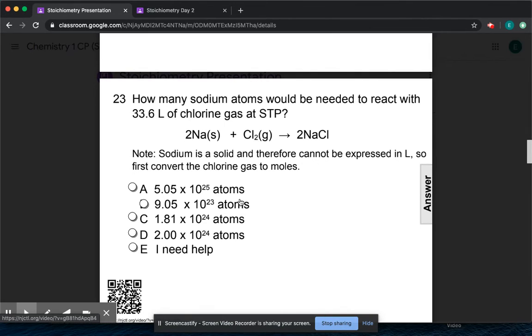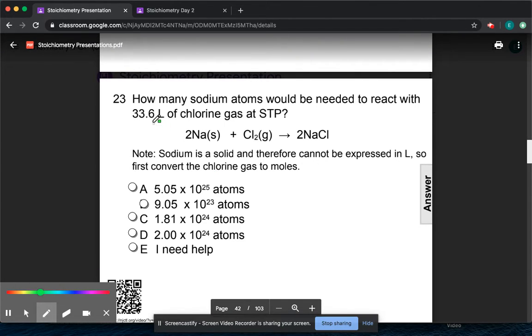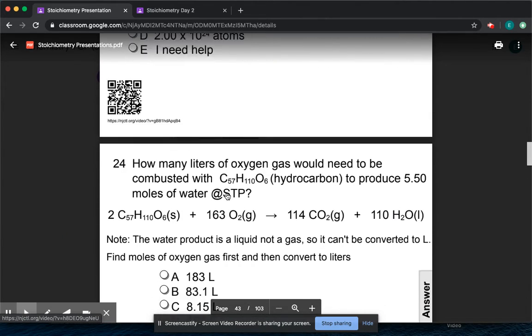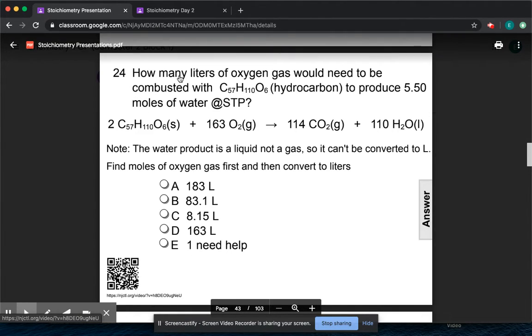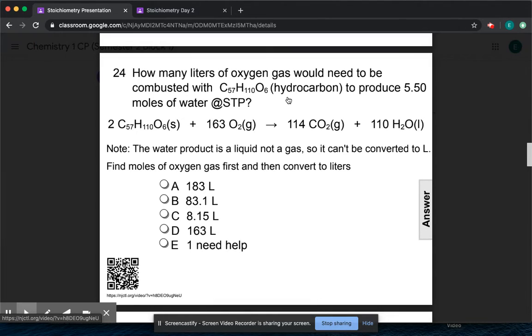So 23 is a particle problem, so I'm going to skip this since we're not doing particles. Okay. This is something we can do here. Okay. We want to know how many liters of oxygen would be needed to combust this hydrocarbon, and we are producing 5.5 moles of water. This is a combustion reaction.